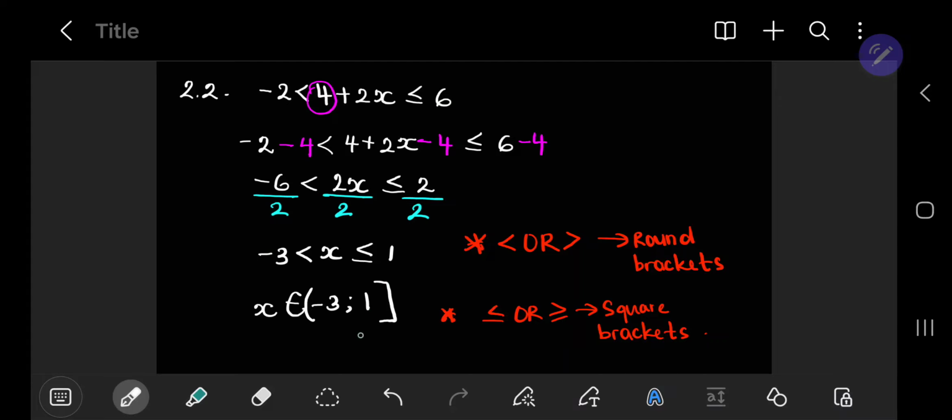Basically, inside your brackets goes the values that you had on either side. But the negative 3 was with the less than. So the negative 3 gets the round bracket. The 1 was with the less than or equal to. So the 1 gets the square bracket. So this is what interval notation is about. This is how they wanted you to represent it.